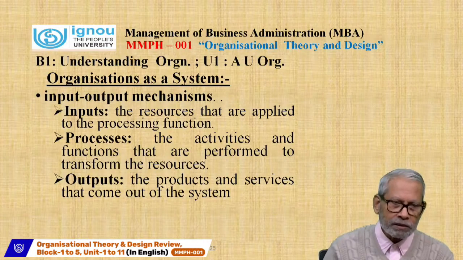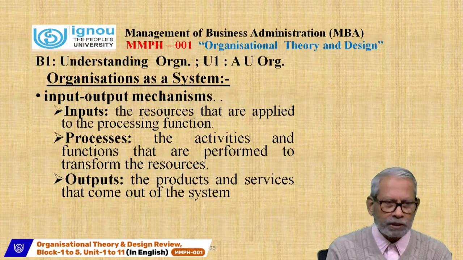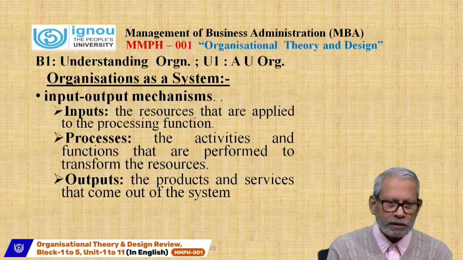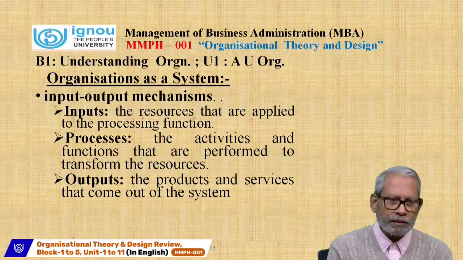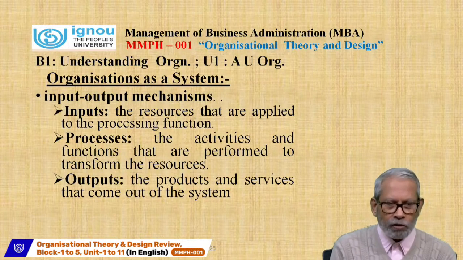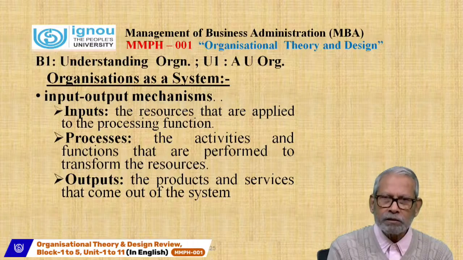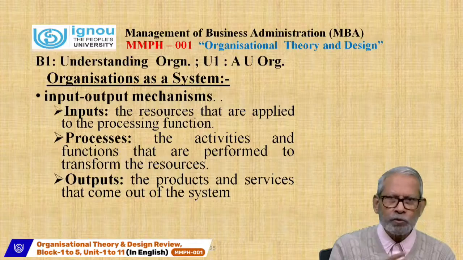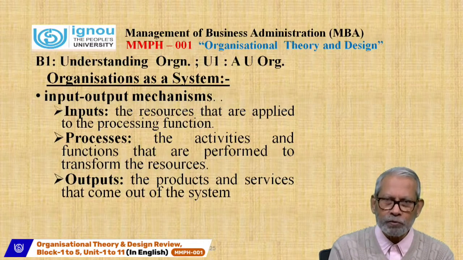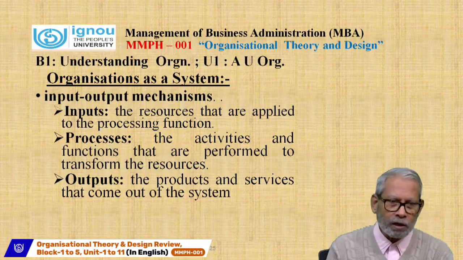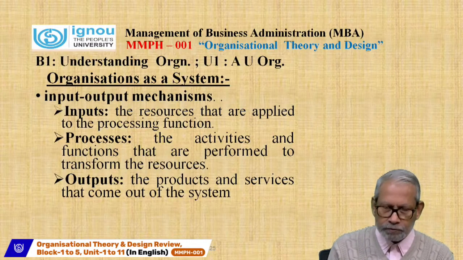Now, organization as a system: there are input-output mechanisms, the sources and the applied processing functions, the process, the activities and the functions that are performed to transform the resources, and the output, basically the products and the services that come out from the systems. So here input-output mechanism means there is the input side, then the process units, and then output. So these are simple things in the systems.